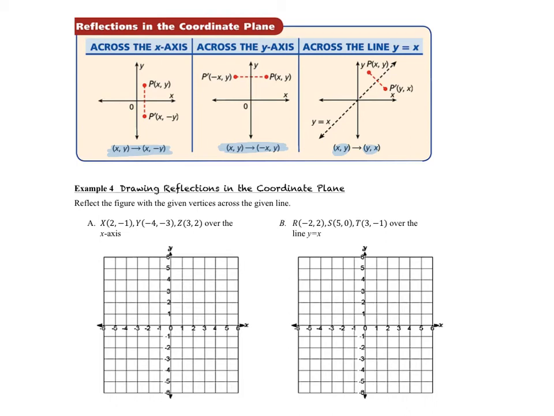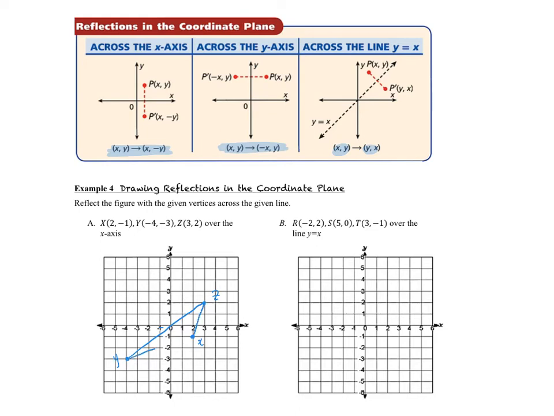Okay, reflect the figure with the given vertices across the given line. So first we graph 2, negative 1. And I always write the letters, so that's letter x. Y is negative 4, negative 3. And z is 3, 2. And I can draw my shape. And it's telling me to reflect this over the x-axis.